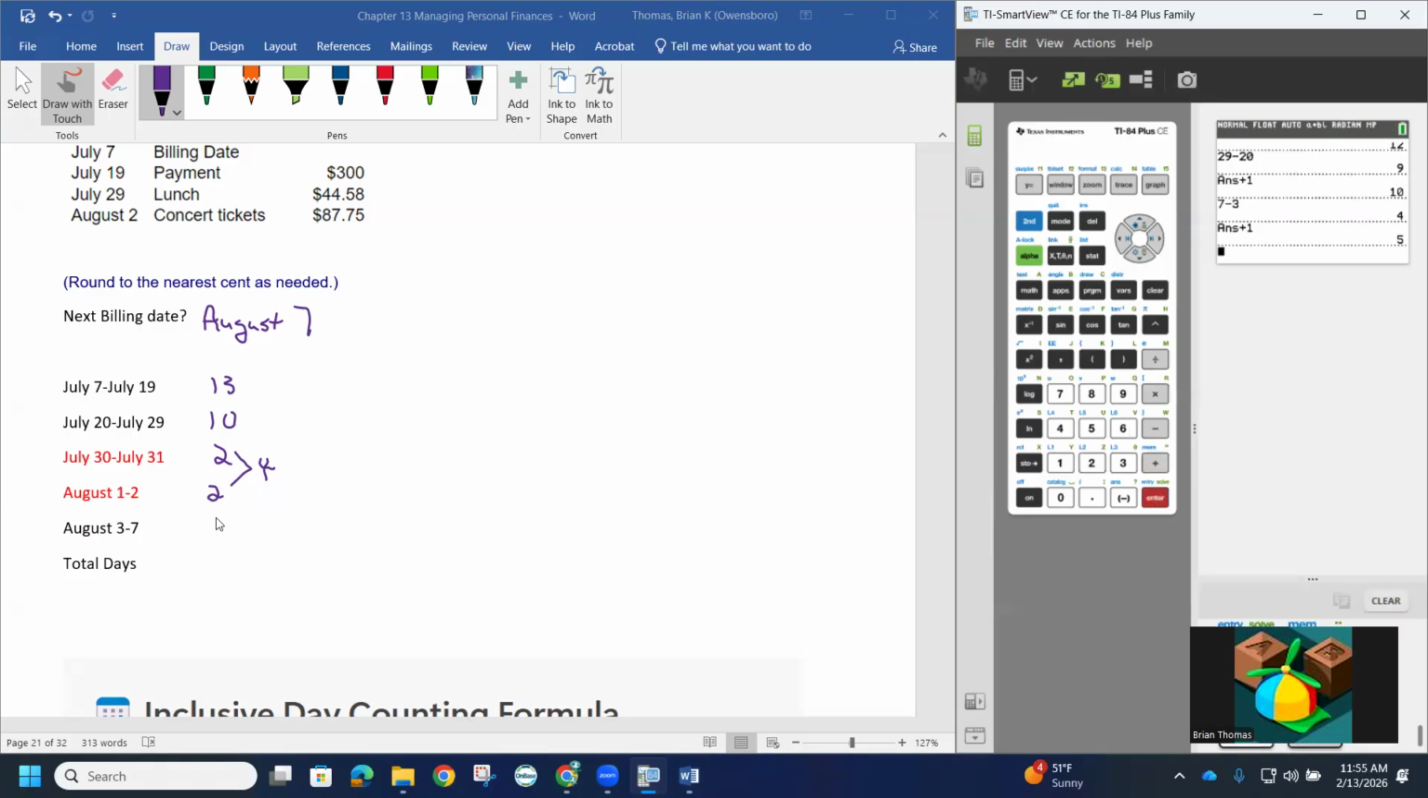So 5 days there. So what I need to figure out is how many days are there in my billing cycle? So I can add 13 plus 10 in my head, and 13 plus 10 is 23. And then if I add 5 and this 4, that would be 9. So 23 plus 9 would be 32. So notice that there are 32 days in the billing cycle. That's one of the hardest things to do, figure out how many days are in the billing cycle. So that's going to be step one. I'll stop there.